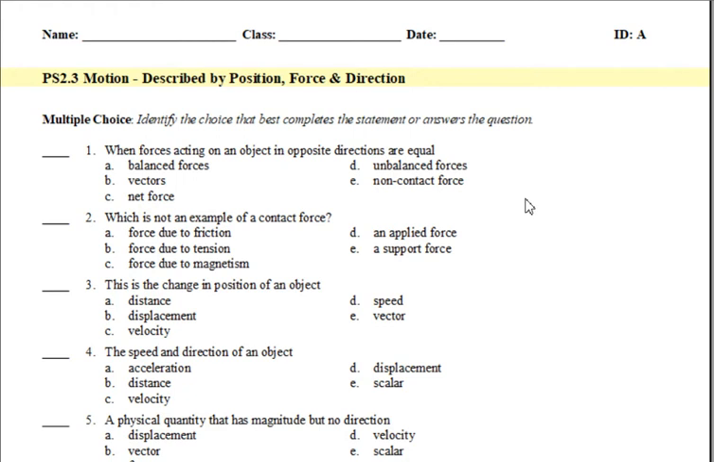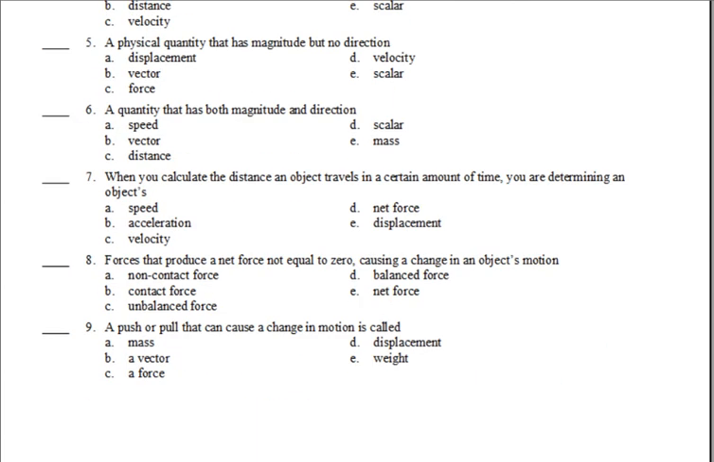Number 4, the speed and direction of an object. A, acceleration, B, distance, C, velocity, D, displacement, or E, scalar. Number 5, a physical quantity that has magnitude but no direction. A, displacement, B, vector, C, force, D, velocity, or E, scalar.